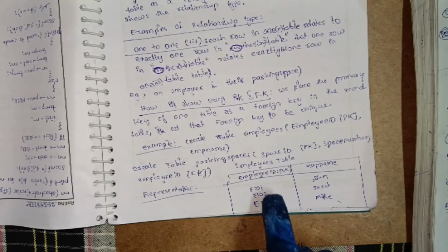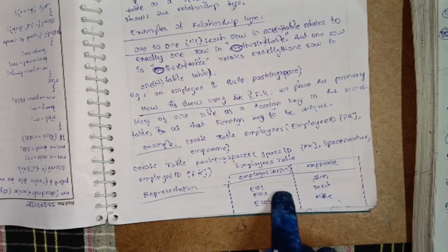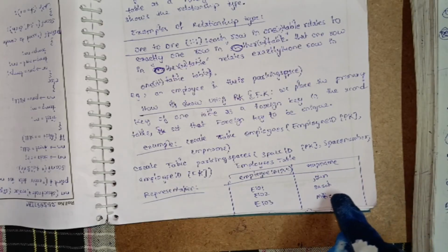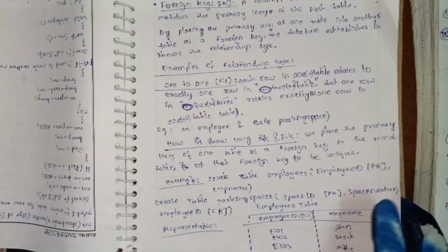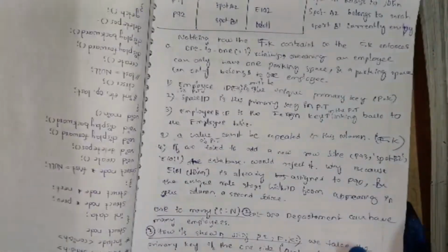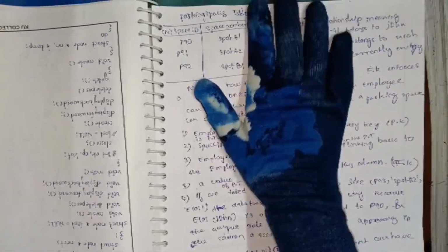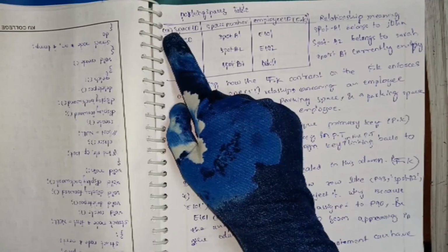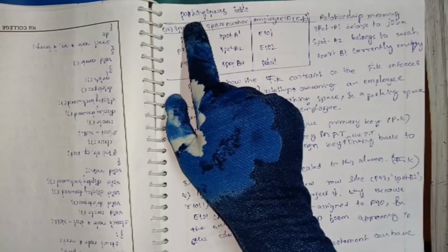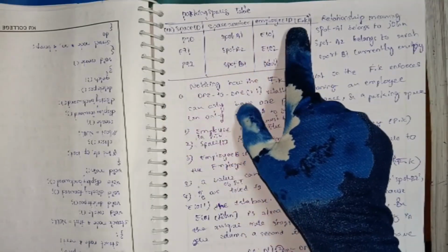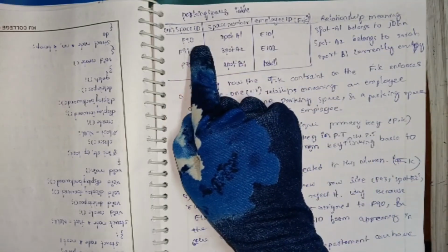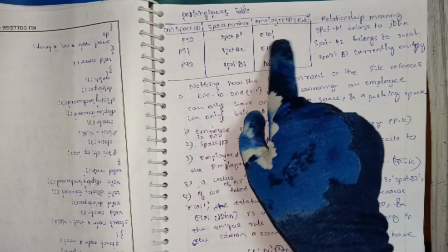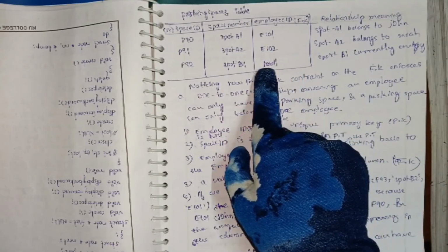So here the employee table contains employee ID and EMP name: E101, E102, E103, and John, Sarah, and Mike. These are the employee names. And then the parking table contains space ID, which is the primary key of the second table, and then space number and employee ID as the foreign key. So P90, P91, P92, spot A1, spot A2, spot B1, E101, E102, null.